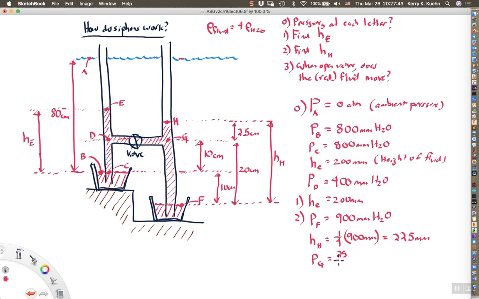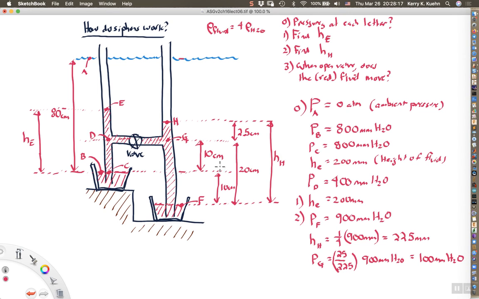So it's going to be 25 over 225, 25 over 225 of 900 millimeters of water. In other words, the pressure at point G is going to be 100 millimeters of water. That's probably the trickiest thing I've done so far.